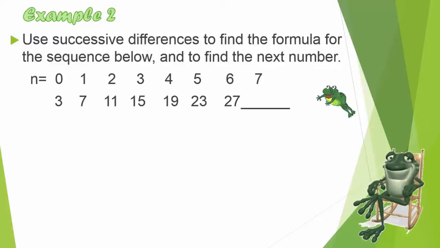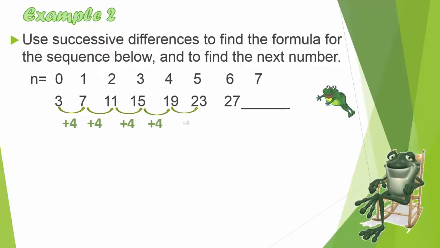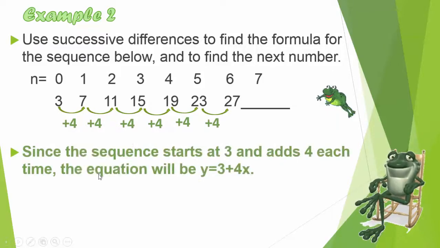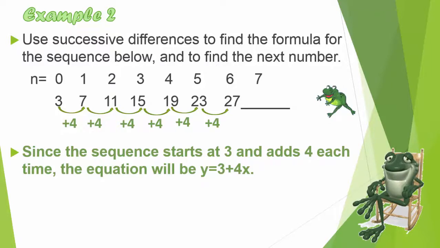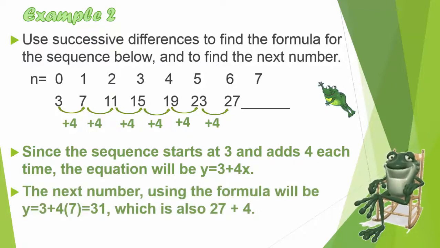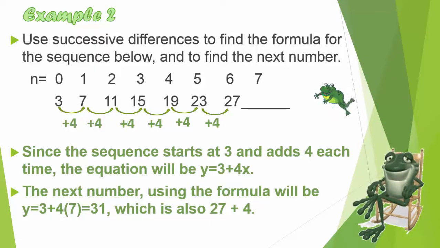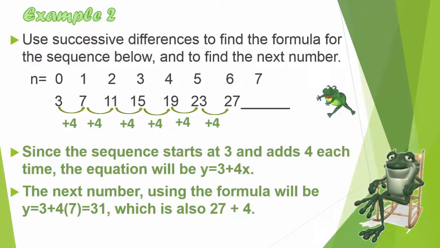Reviewing what we just did on the whiteboard, we found that each number increases by 4, and we started out with 3. Since the sequence starts at 3 and adds 4 each time, the equation will be y is equal to 3 plus 4x. The next number using the formula will be 3 plus 4 times 7, and we found that is equal to 31, since 4 times 7 is 28, and we add 3 to that, and we get 31.